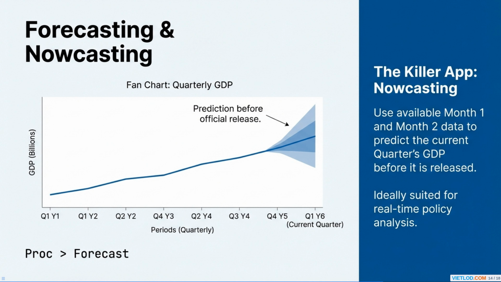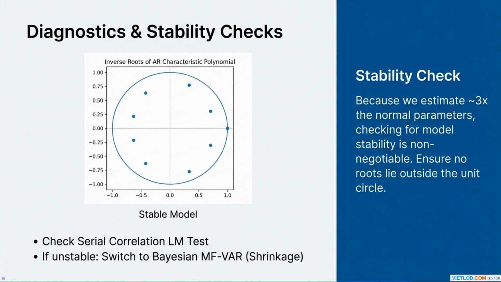official release. For example, we can use January and February inflation and employment data to predict Q1 GDP in early March, as illustrated by the fan chart on the left. This is incredibly valuable for real-time policy analysis and decision-making, as it provides a timely snapshot of the economy. In EViews, this is done through the Proc Forecast menu.